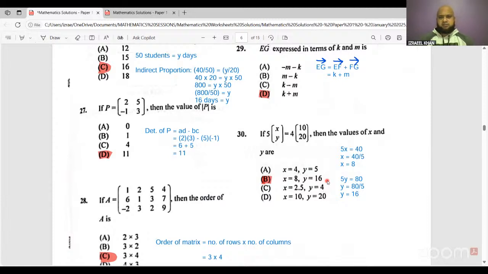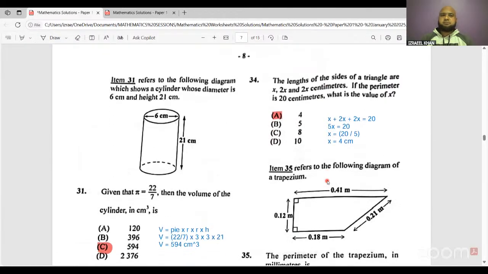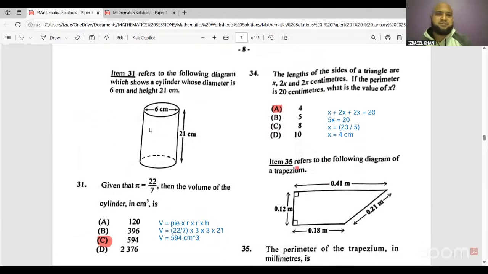So that's B. So we're halfway through the paper. We're fighting through. We're not doing bad.